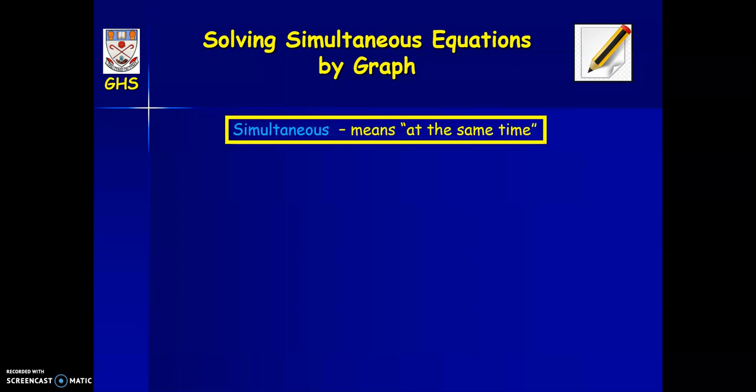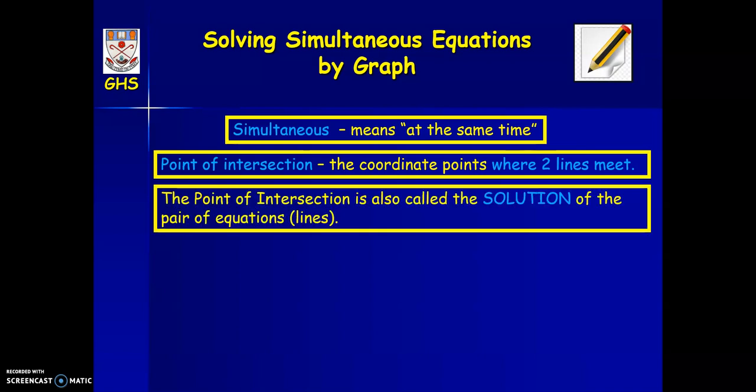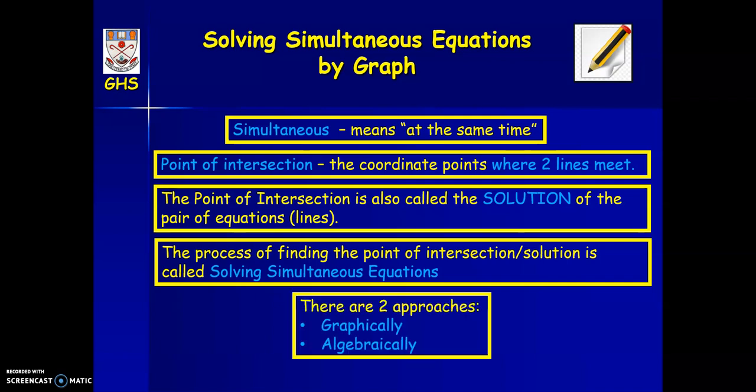So some definitions to start with. Simultaneous means at the same time. Point of intersection is the coordinate point where two lines meet. The point of intersection is also called the solution of the pair of equations, or the solution of the pair of lines. The process of finding the point of intersection, or the solution, is called simultaneous equations. There are two approaches for this, graphically and algebraically. So the first approach we're going to look at is the graphical method.